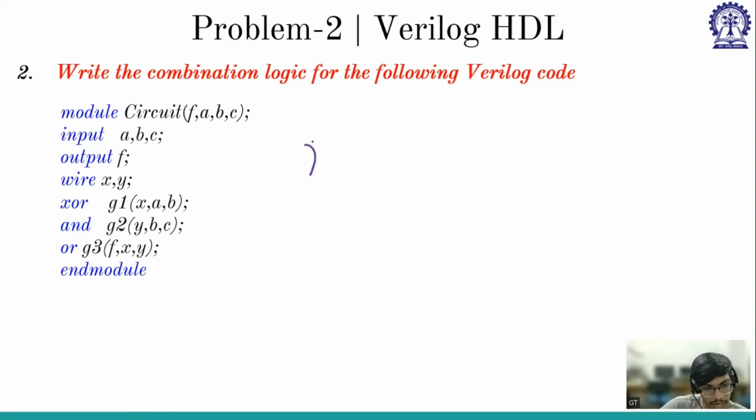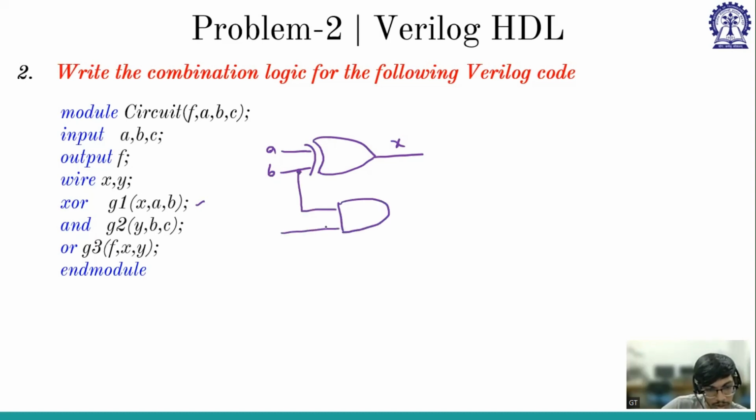So A and B are going to the first XOR gate, and the output is X. And B and C are going to an AND operation. This B is one input and C is the other input. The output of AND is Y. And now this is doing an OR operation, which is my F.